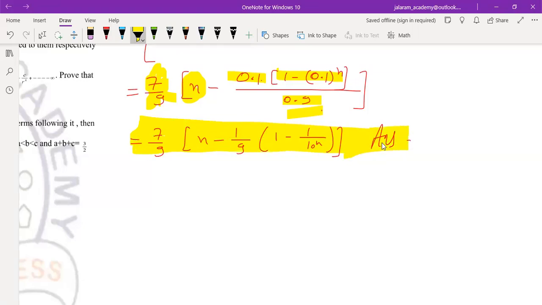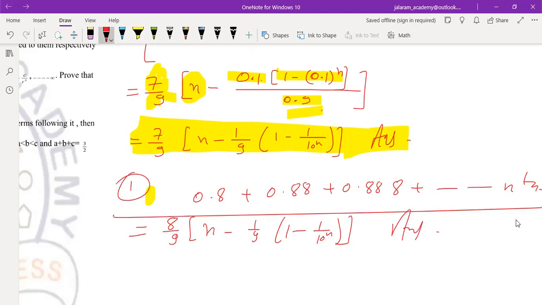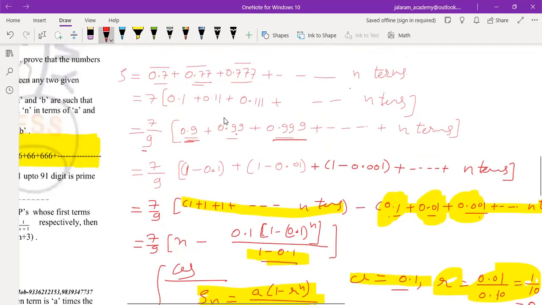In exams, when objective questions are given, you have to learn this result. If you have to find the sum of 0.8 plus 0.88 plus 0.888 and so on up to n terms, you directly write 8 by 9 in place of 7, so 8 by 9 n minus 1 by 9 into 1 minus 1 by 10 to the power n, which is the answer. So you can directly solve this using this result. So learn this result also to solve the objective questions.